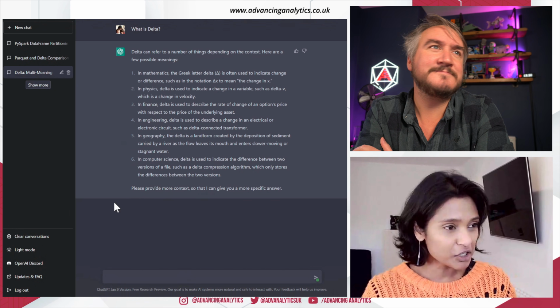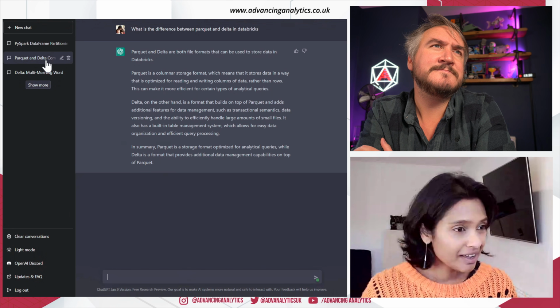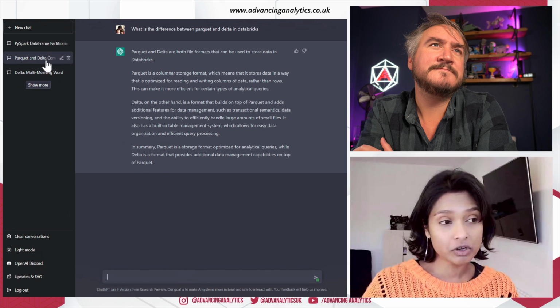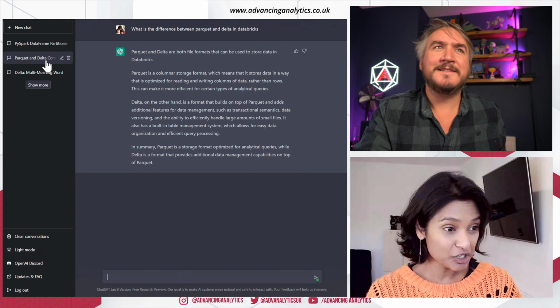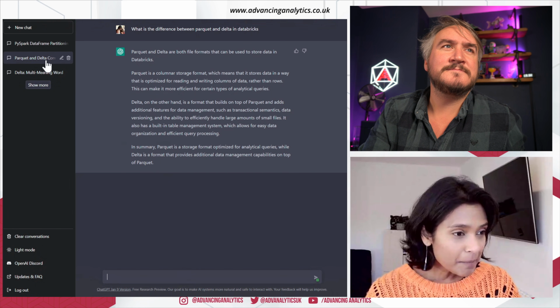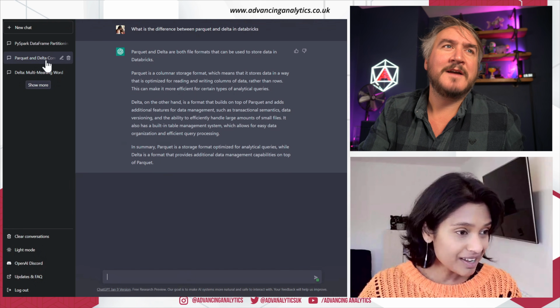So let's have a look at what ChatGPT has told us then, Simon. Pretty much the same thing, right? Parquet is a columnar storage format. Delta is built on top of Parquet and adds additional features for data management. That's pretty good.